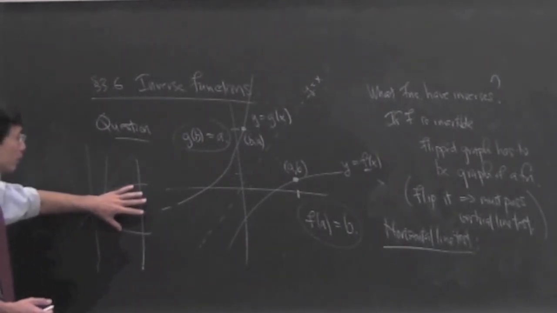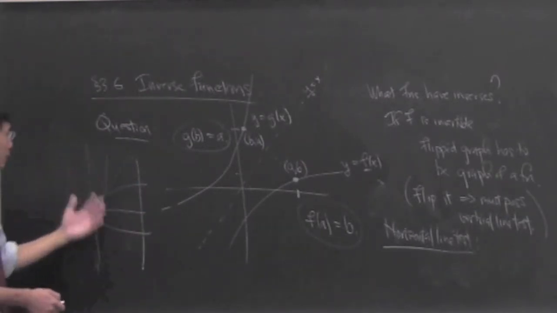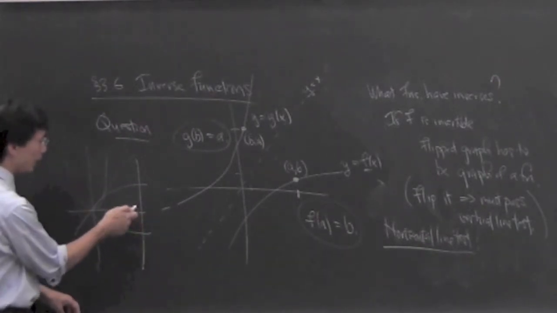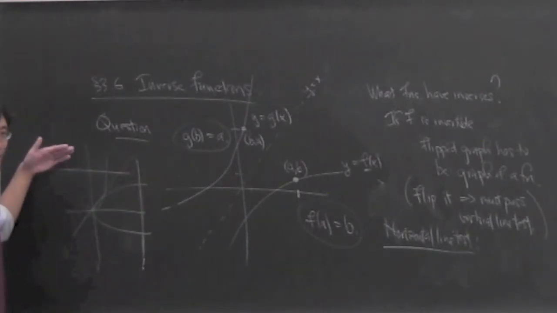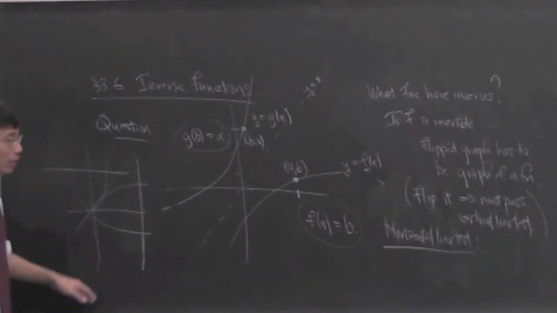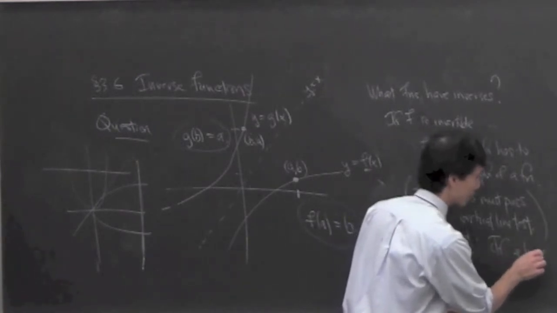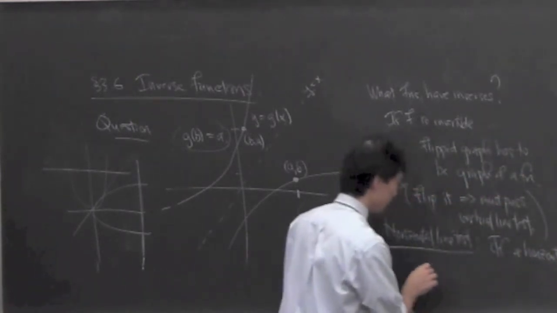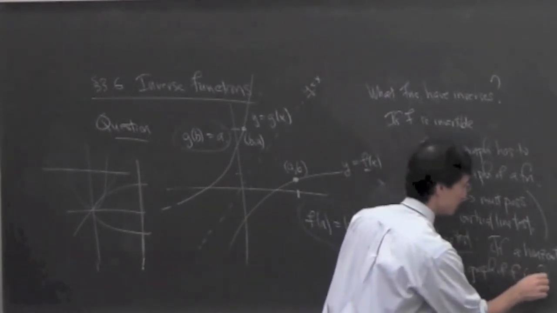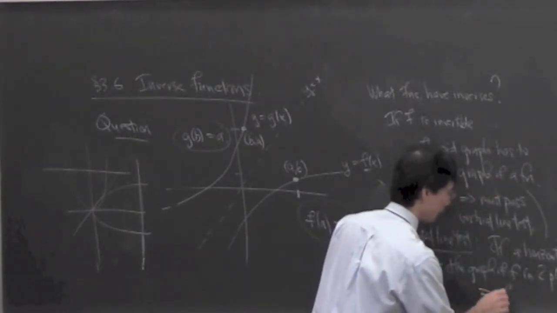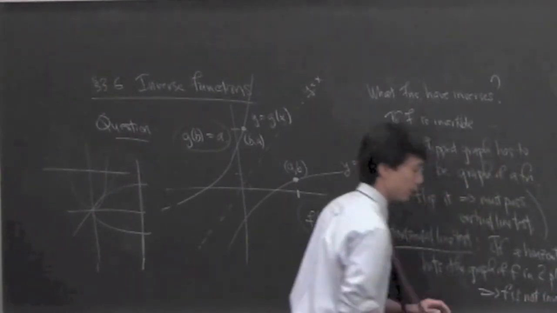So do we really need to flip it? Well, we can just look at the first guy and say, if the flipped guy hits a vertical line in two places, that tells you that the original guy must have hit a horizontal line in two places. Okay. So this is what's called the horizontal line test. If a horizontal line hits the graph of f in two places, then f is not invertible.